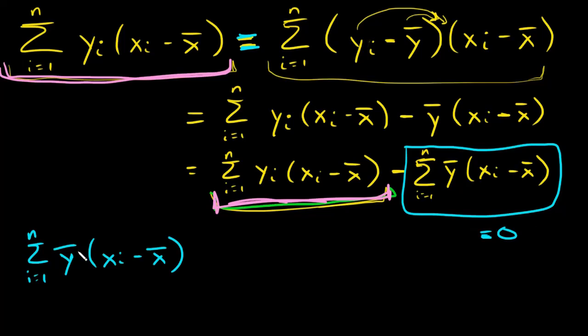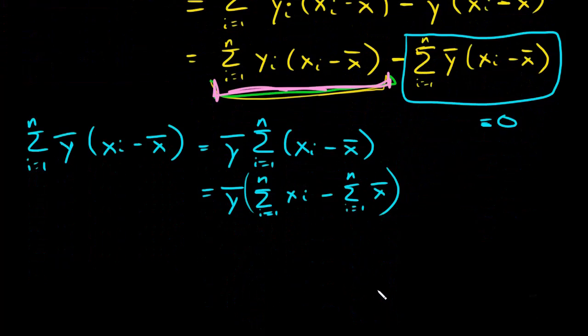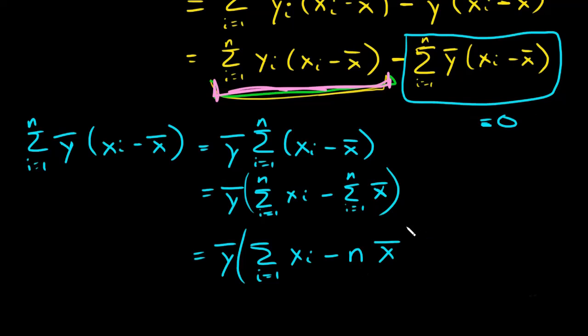Y bar does not have an i on it, so it's basically like a constant, and it can be pulled out of the sum. Now let's put our sum into each piece here: the sum of xi minus the sum from i equals 1 to n of x bar. Make sure you have parentheses so you know that y bar is being multiplied by that entire sum. Once again, x bar does not have an i, but you're summing it up n times. So when we sum it up n times, we end up with n of them, minus n x bar.